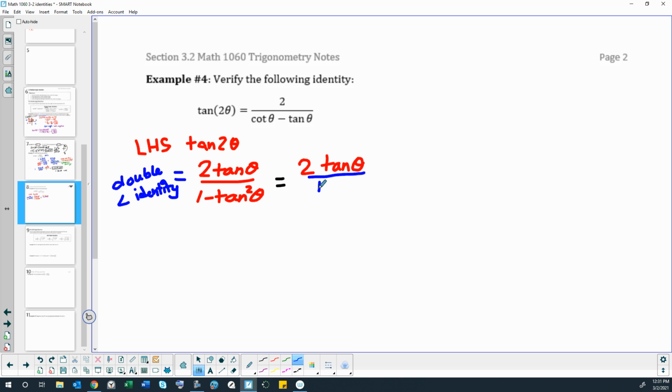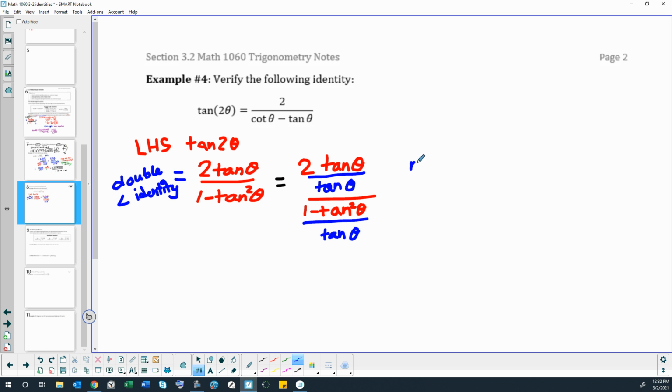So I'm going to go ahead and write that as though I've done that, and then I'll explain kind of what I did. So let's start with that. 1 minus tangent theta, and then, oh, that should be squared. And then divide that also by tangent theta.